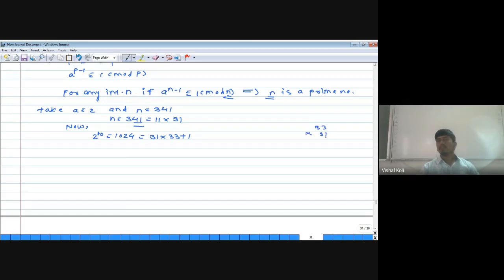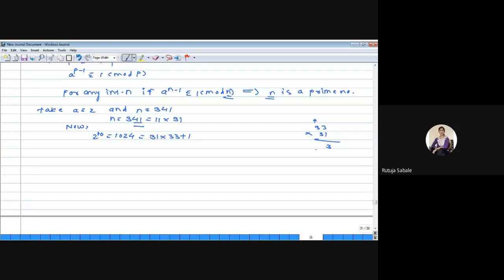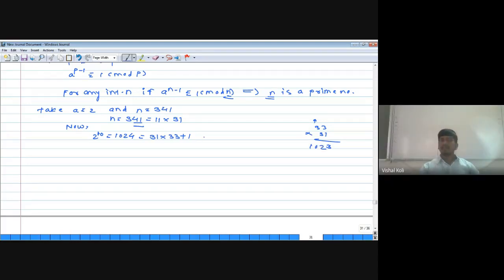33 into 31 is 1023, and 1023 plus 1 is 1024. This one can also be written as 31 into 3 into 11 plus 1. That is, 31 into 3 is nothing but 93, into 11, plus 1.